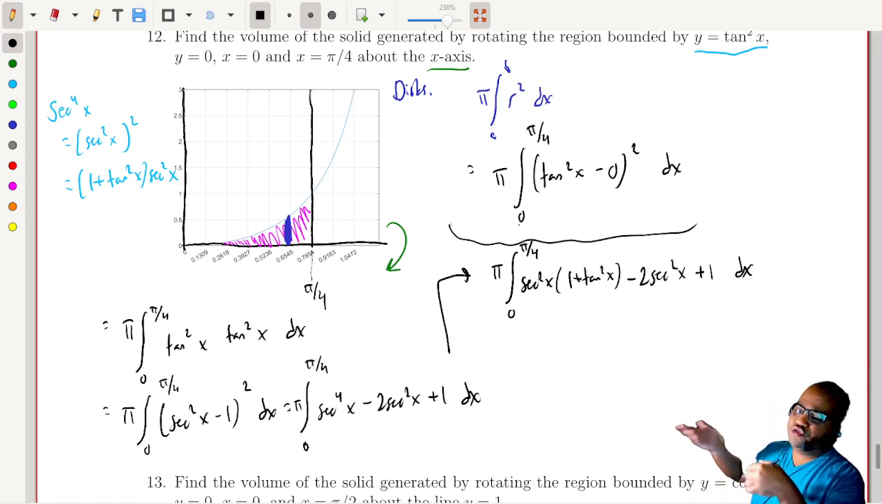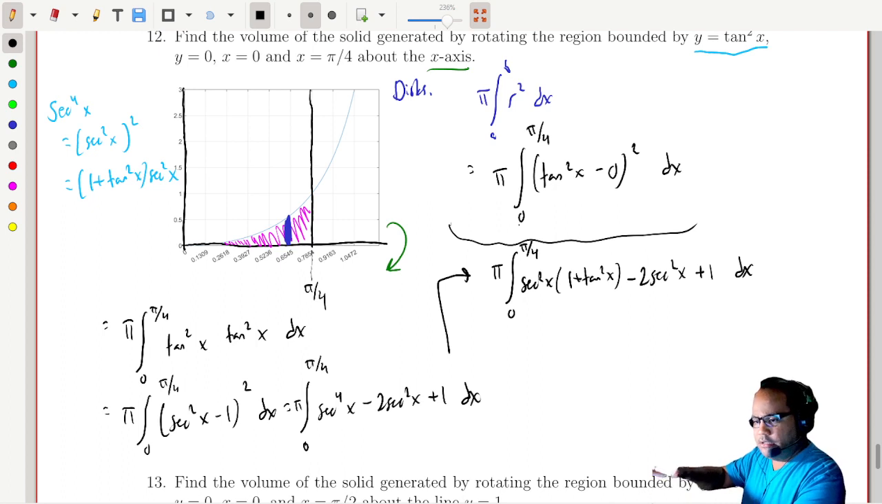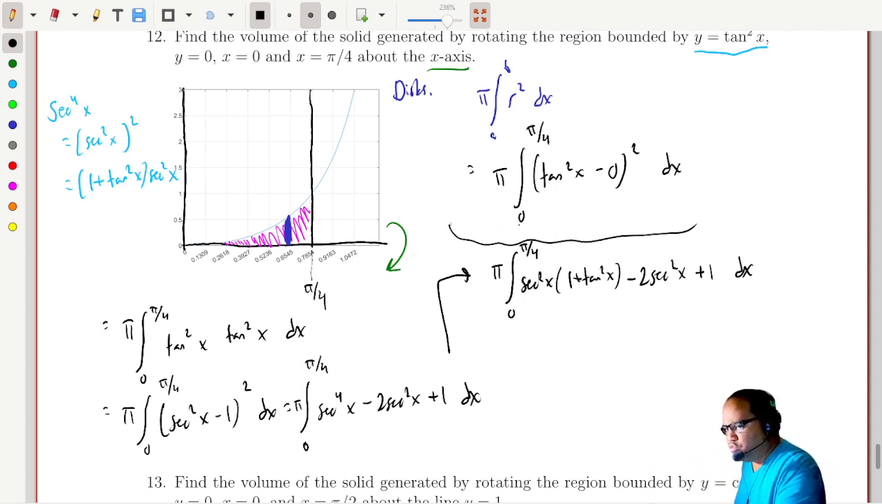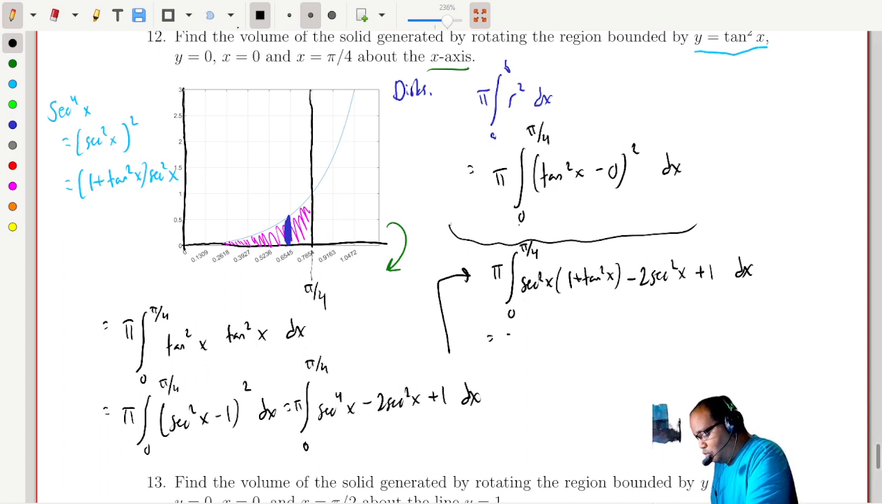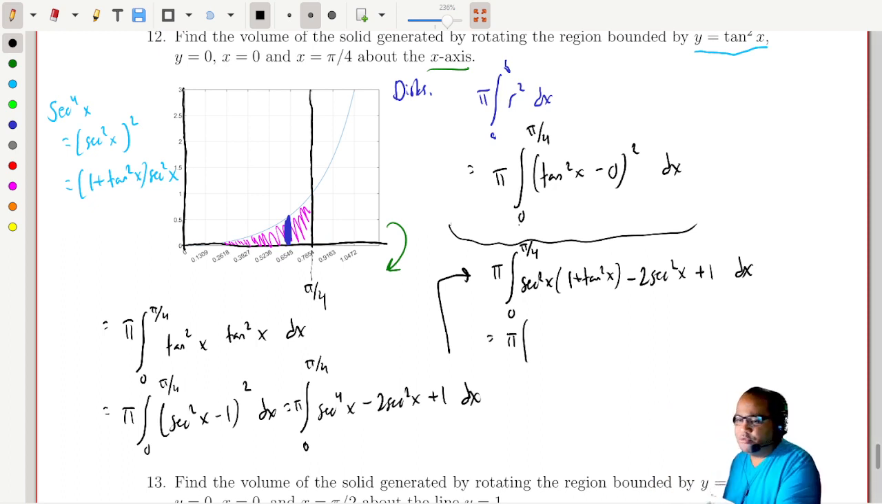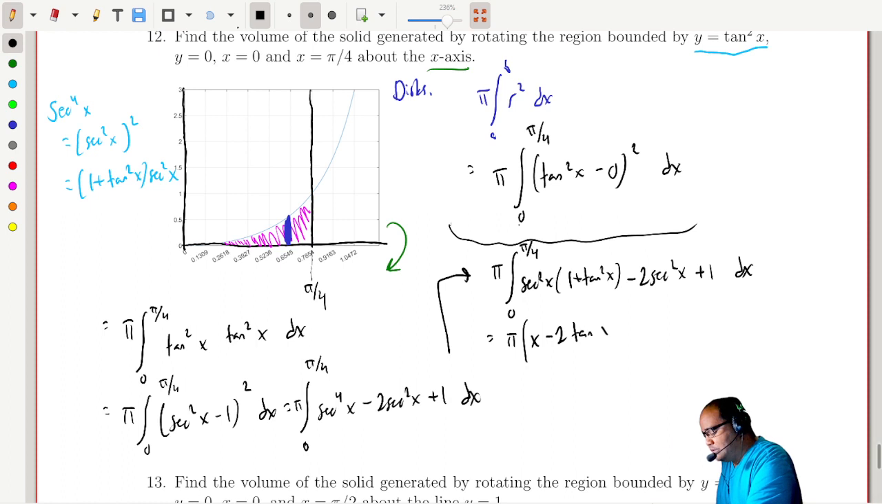Now we break this into three integrals. The last two are easy. Let's tackle the last two on their own for a second. This is getting quite messy, so I'm going to shuffle some terms over and do the last two terms first. Integrating 1 gives me x. Integrating secant squared gives me tangent, so I have 2 tangent x.